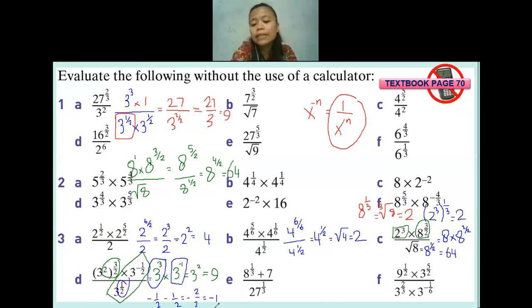Like question B, we have 4 to the power of 5 per 6 times 4 to the power of 1 per 6. The indices are given as fractions. So we have to simplify the fractional indices first. Using the index laws, we can simplify them. When the power or the index is already a whole number, it will be easy for you to change it into an actual number.